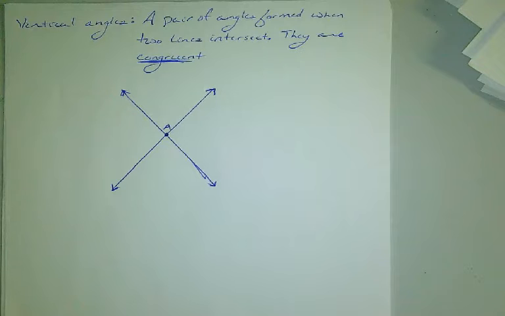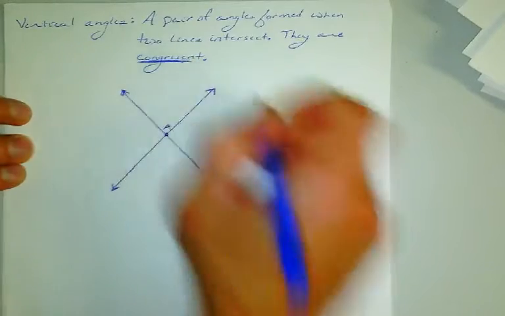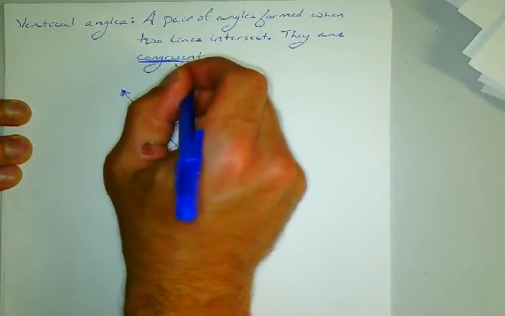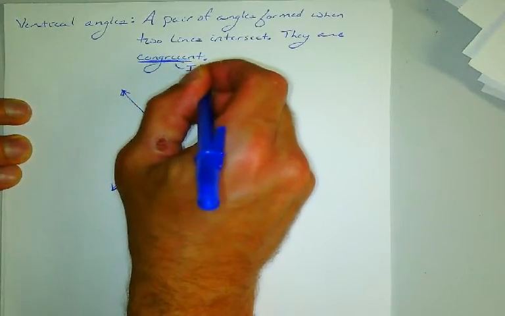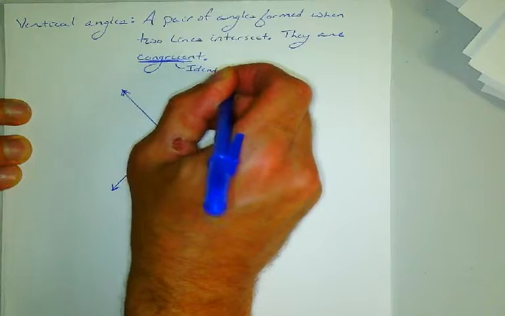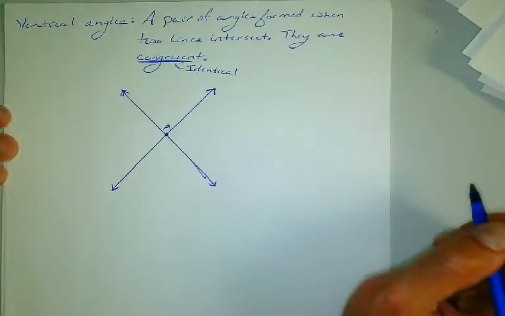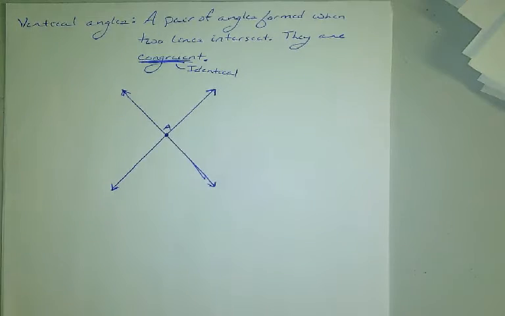Vertical angles are congruent. We haven't talked about congruence much this year. Congruent means identical, or equal. So if you have a pair of angles that are vertical, we know they're identical, aka congruent.